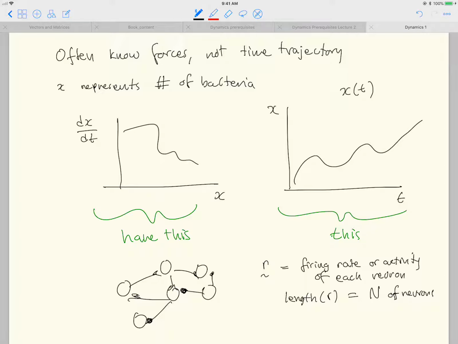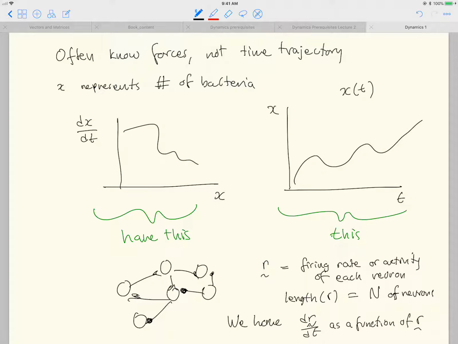And then what you know is the forces that each neuron is creating on the other neurons. If an excitatory neuron has a lot of activity and is connected to a second neuron, then that second neuron's activity will tend to grow. If it's an inhibitory neuron, that second neuron's activity will tend to go down. So actually, you have something that looks very much like the picture that we described for the bacteria. We have dr by dt as a function of r.